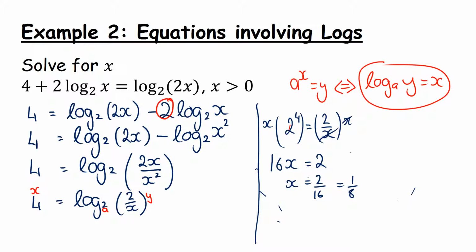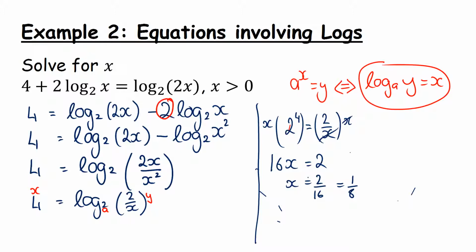Now I can apply the second rule in that column, which tells me when there are two logs with the same base and they're being subtracted, I can use division. So this becomes log to base 2, and the division is 2x over x squared.